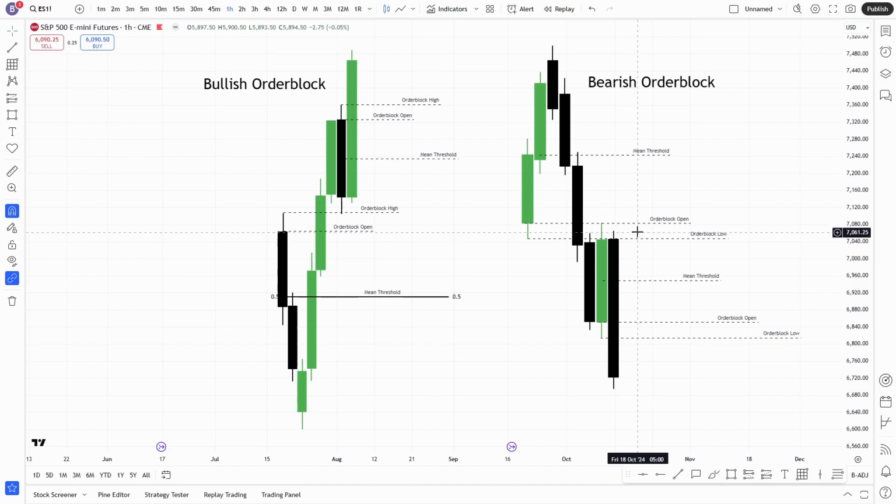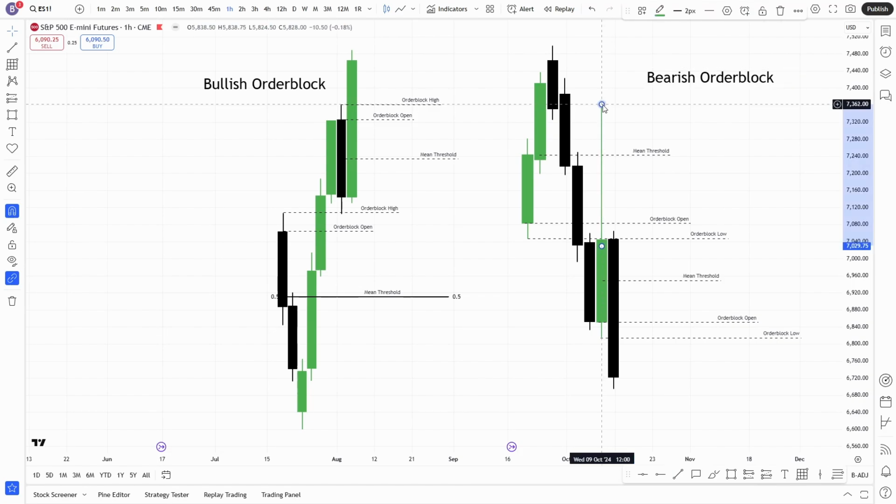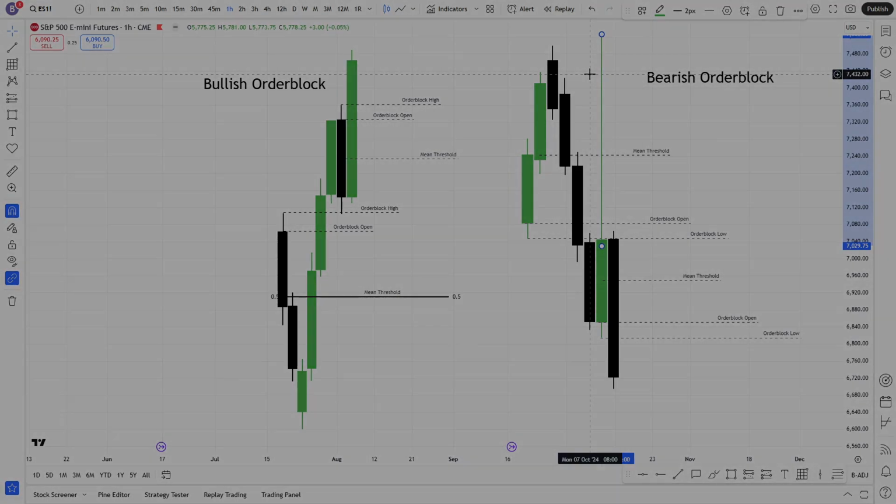What I want you guys to understand is that it's not always going to be perfect like this, where it will respect the order block open or the order block low. Instead it can push up to the mean threshold, and even sometimes higher, but we are still respecting the order block. It becomes disrespected when price pushes above the order block.